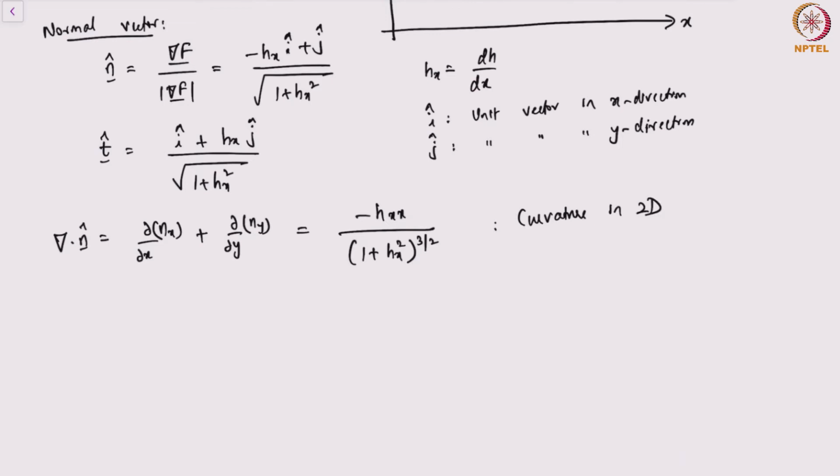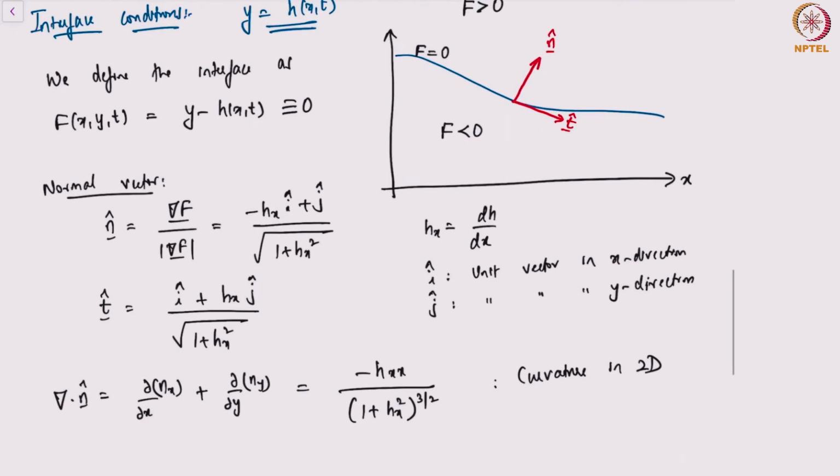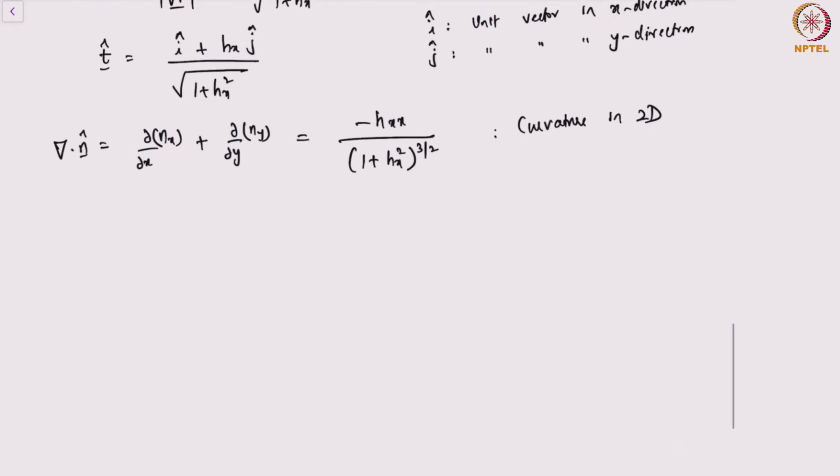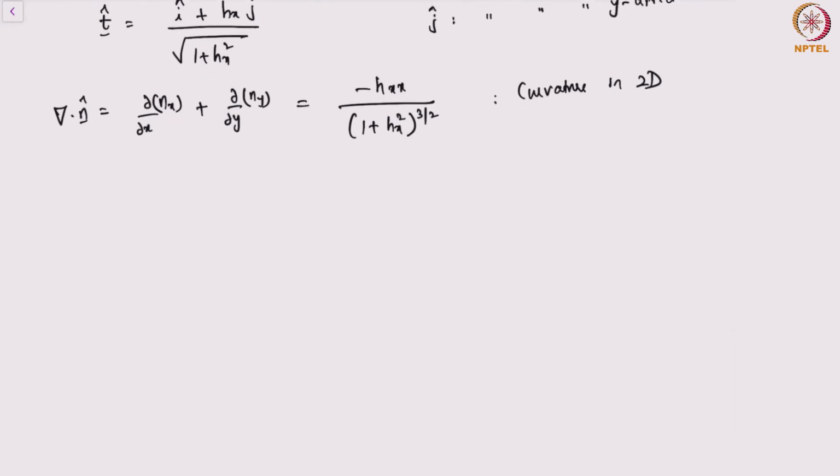There are other ways to define curvature. This is the definition of the curvature if the interface is parametrized by the expression y equals h of x, t. There are other ways to define curvature involving the angle that the interface makes to the horizontal and the arc length. So you could also define the curvature in terms of how this angle is changing, something like d theta by ds and so on. Okay. So this is relevant and useful for us, so I'll stick to this.